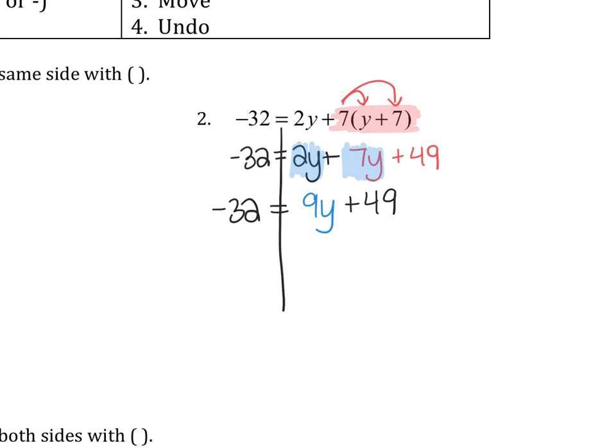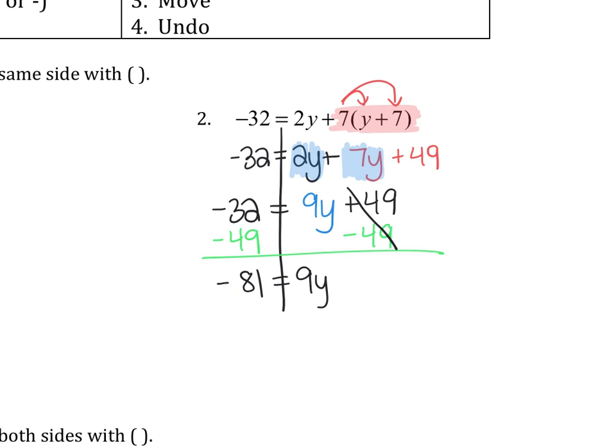Now I have a two-step equation where I want to get rid of the adding and subtracting. Since 49 is being added to the 9y, I'm going to do the opposite, and I'm going to subtract the 49 from both sides of my line. When I do that, I've got negative 32 minus 49 is negative 81. The 49s go away on the left side, and you have equals 9y.